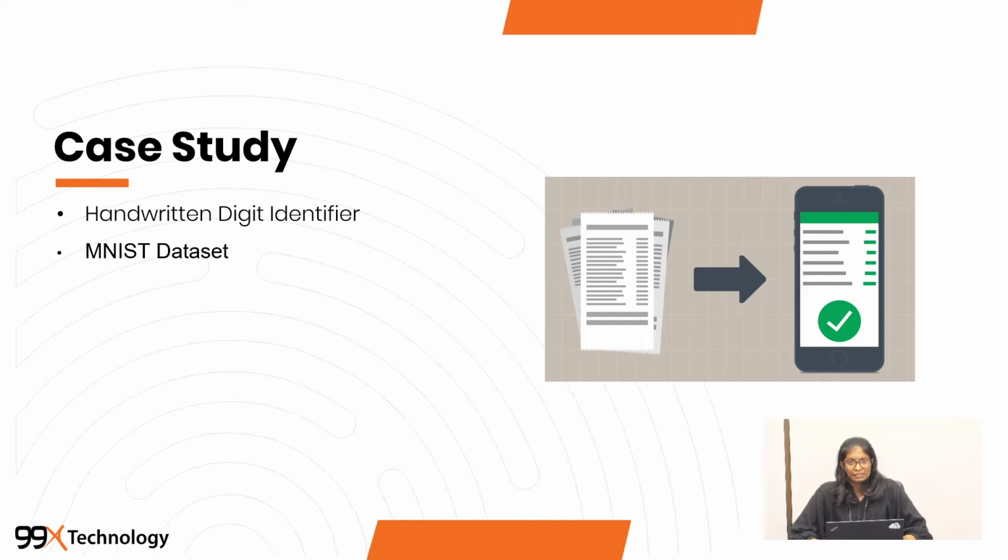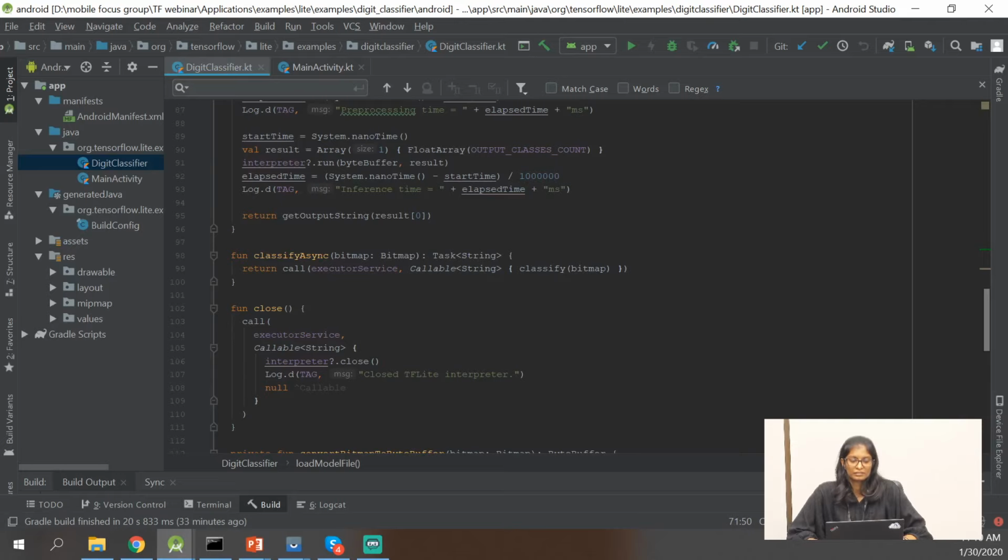So let's talk about the case study that we are going to look at. Here I'm going to talk about an online handwritten digit identifier, where you can write on the screen and check the inferences that the application comes up with. In order to train the model, we used the MNIST dataset. I used the open source TensorFlow example that they have provided. So I will go through the demo application. First of all, let's dig into the code and see what it looks like.